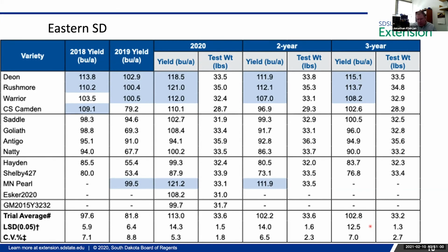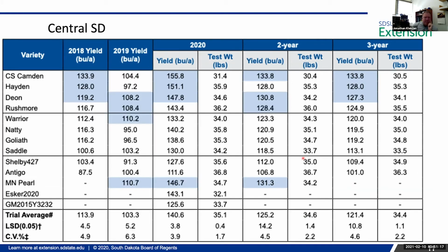And then look at the CVs, especially for yield. That'll tell you how reliable the data is. A CV under 10 is really good. They say less than 15 is acceptable. I like to see it under 10. Here we have CVs of 5, 6, 7. So very good data. Let's look at Central South Dakota.